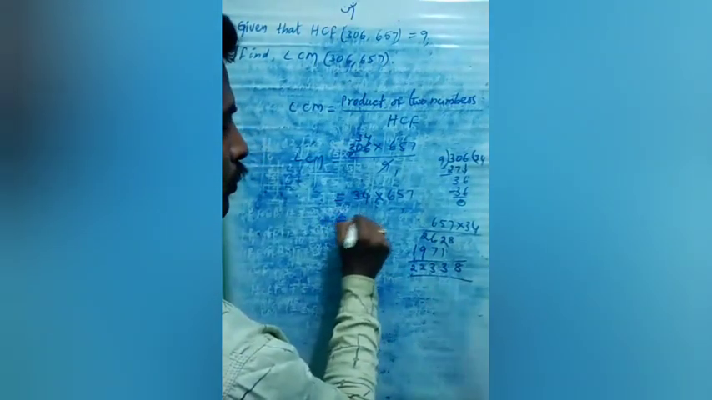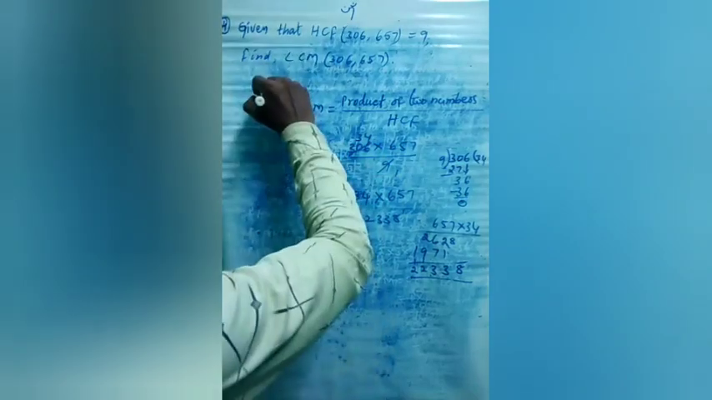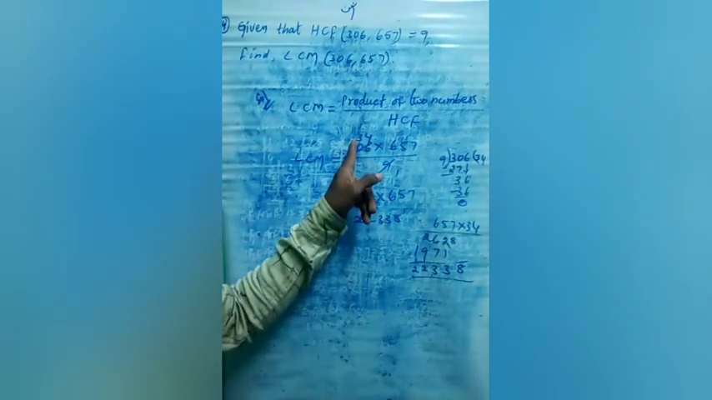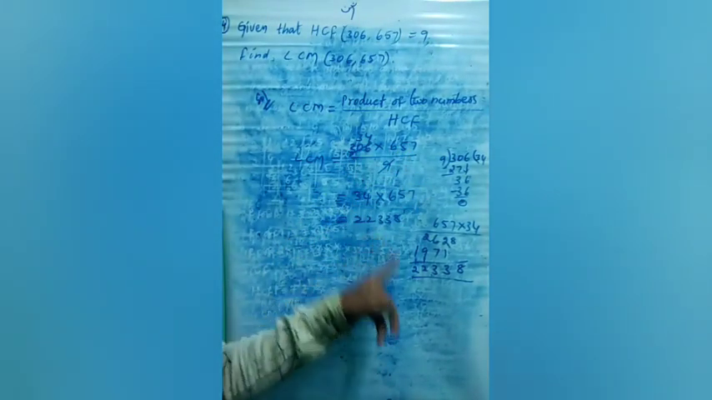It is equal to 22,338, which is the LCM of 306 and 657. Once again, LCM is equal to the product of two numbers by HCF. Applying the values, the product of the two numbers 306 and 657 divided by 9, by division we cancel 306 to get 34, and remaining we have 34 into 657. Then multiplication gives 22,338.